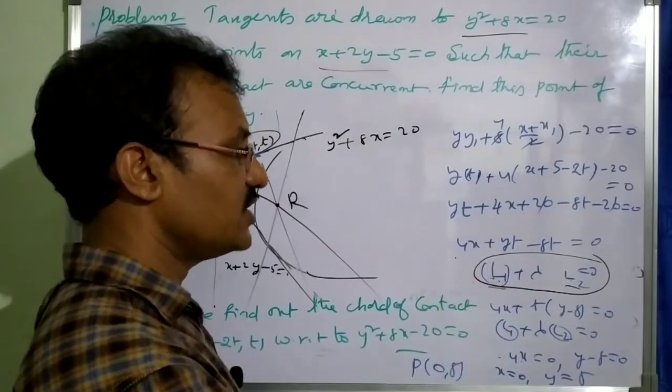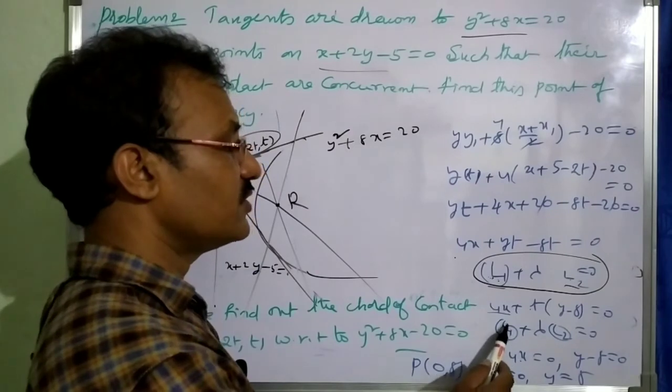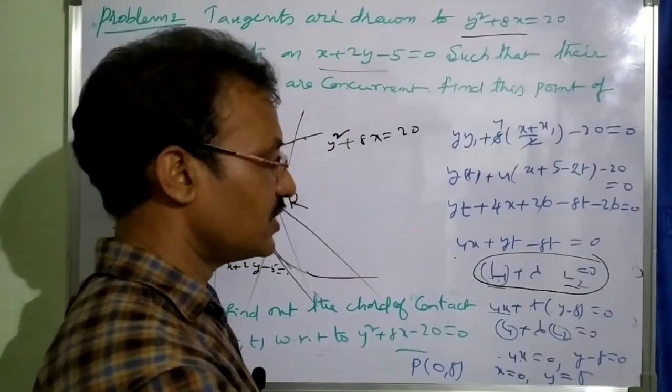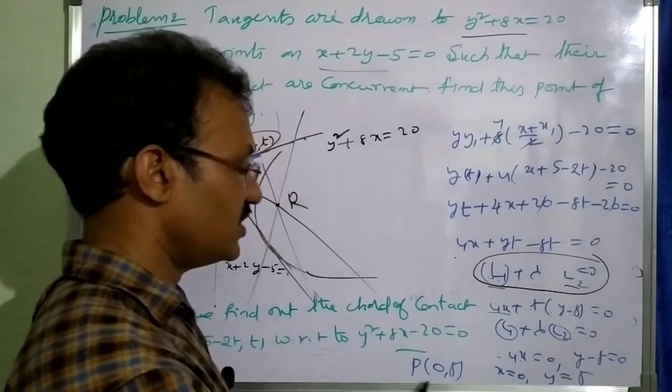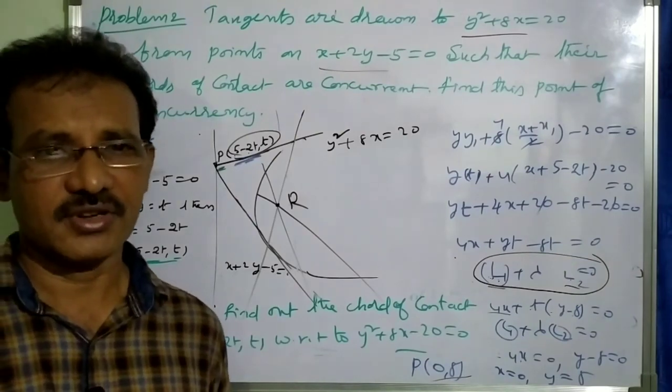Therefore we can split the equation into 4x plus t into (y minus 8). So 4x is equal to 0 is one line and y minus 8 is equal to 0 is the other line. Therefore we get x is equal to 0, y is equal to 8. In that case also we get (0, 8), which is the pole of the given line.